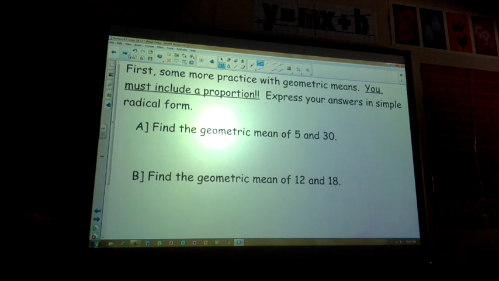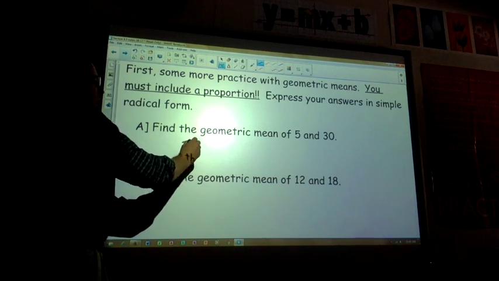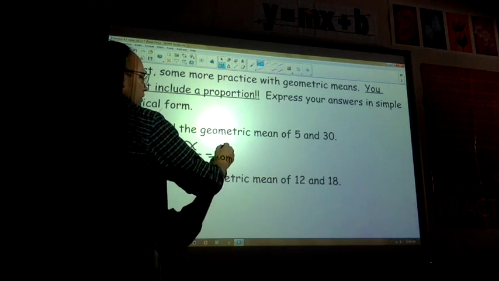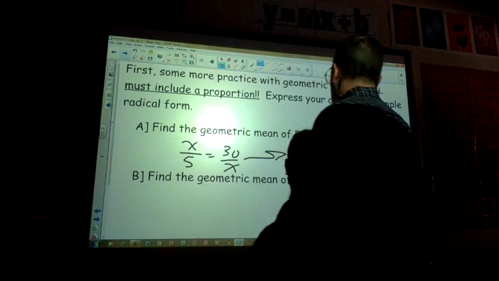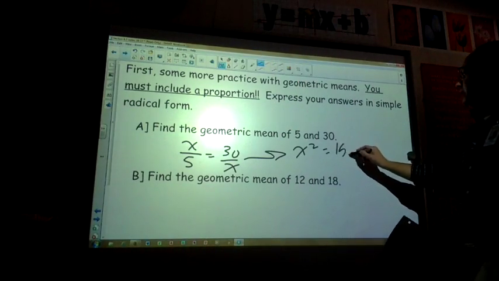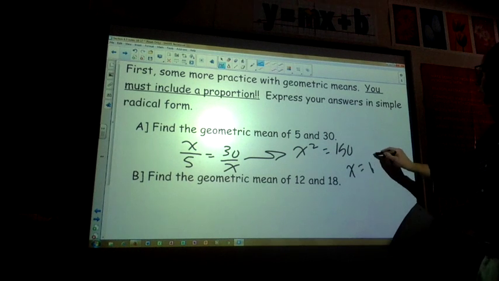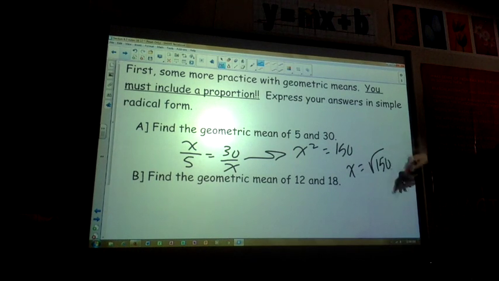First, some more practice on geometric means. You must include a proportion, express your answers in simple radical form. Finding the geometric mean of 5 and 30. You should be all okay saying this. So that leads us to x squared equals 150. So x is equal to the square root of 150. Rationalize this, right? 25 goes in both top and bottom, so 5 root 6.